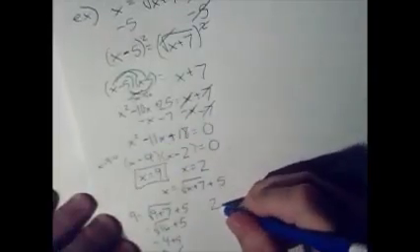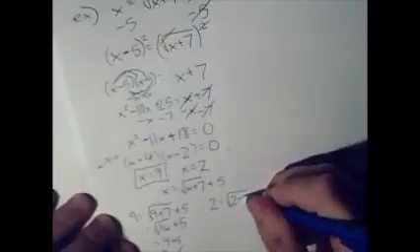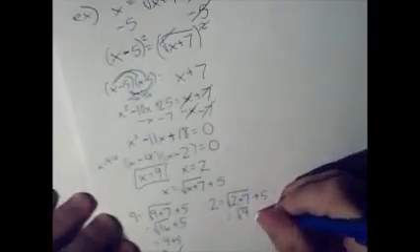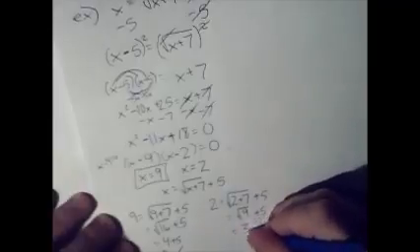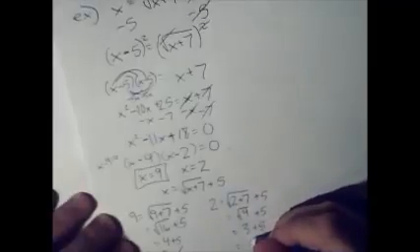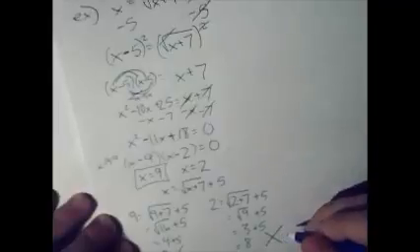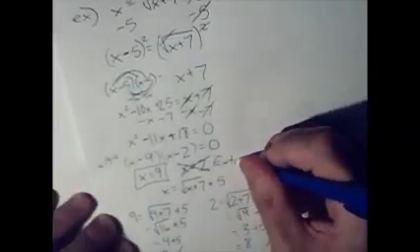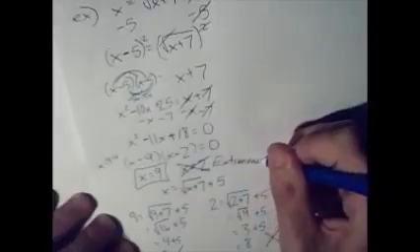But let's check 2. Does 2 equal square root of 2 plus 7, which is square root of 9, plus 5? That's 3 plus 5, which is 8. We've got a problem. The problem is that 2 didn't work, and what we call it is an extraneous solution. It wasn't that we made a mistake.